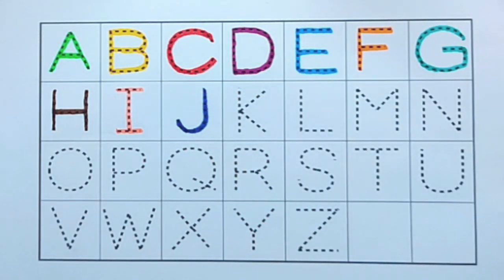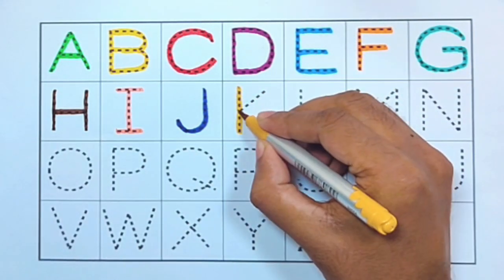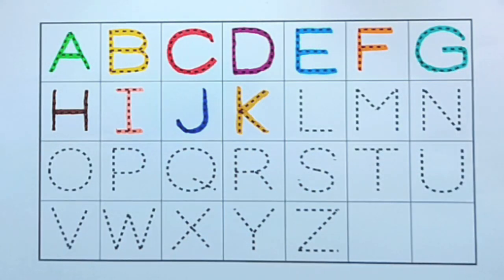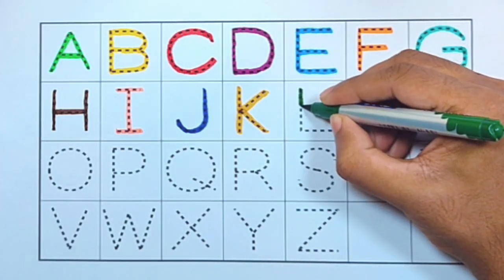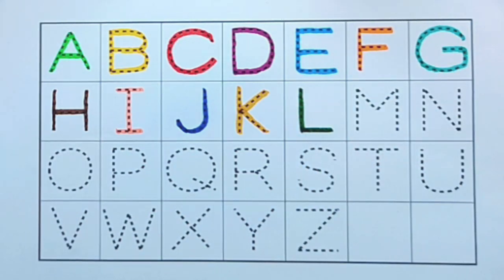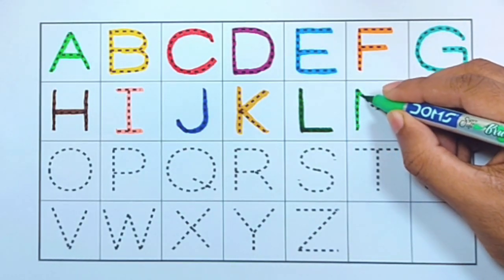J for juice. Yellow brown color. K for kite. Green color. L for lollipop. Light green color.